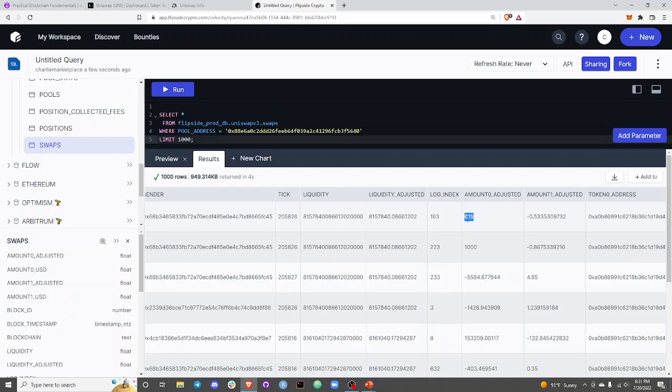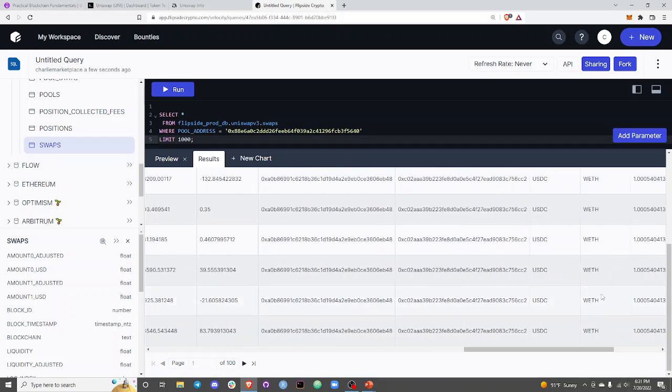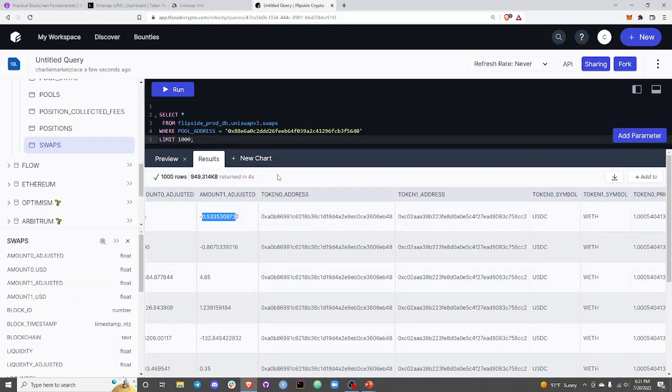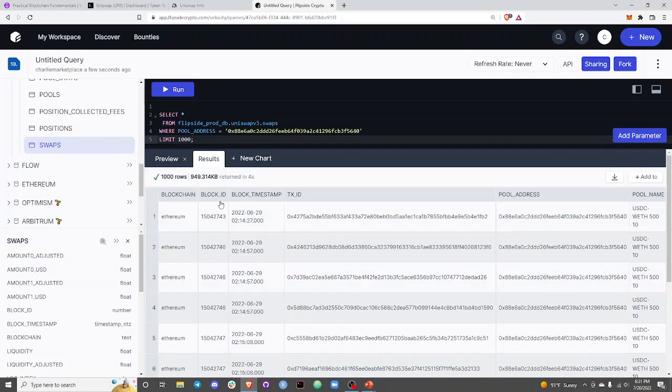So they sold 615 USDC and they bought this much ETH. And we can double check that. Yeah, token 0, token 1. So cool. So let's do this. Let's just grab the last like 10,000 transactions.